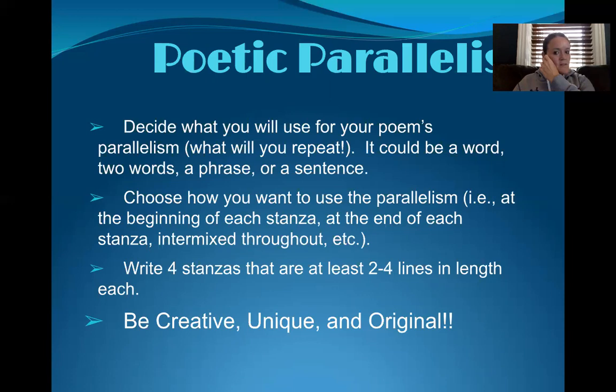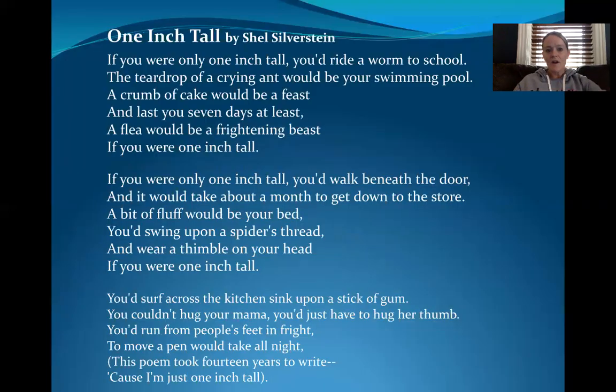So decide what your parallelism is going to be or what you're going to repeat, whether it's a phrase, a word, a sentence structure, a question even you could ask, and then you're going to craft 4 stanzas of poetry. And within each stanza, you're going to reference that line or that word or that phrase at least once. Okay, so you're going to write 4 stanzas, and those stanzas need to be 2 to 4 lines in length. So you could have 2 lines, 3 lines, or 4 lines in each of those stanzas. And then you have to have your parallelism represented at least once. Okay, so use the poems that are back here as examples. So the 1 inch tall, you can start out with if you're only 1 inch tall, and then you have those examples of what that would be like. The next stanza is the next grouping of words. If you're only 1 inch tall, you'd walk beneath the door. Okay, so that's your assignment.